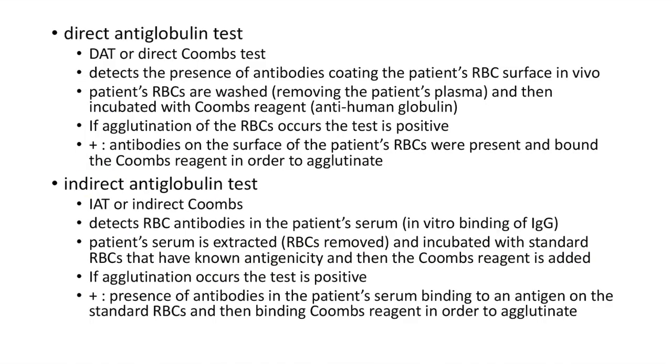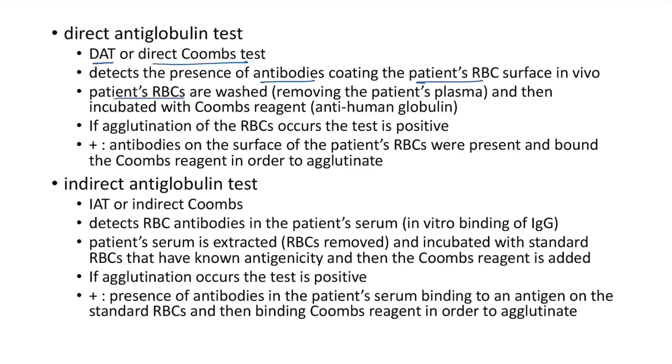Now let us see about direct antiglobulin test and indirect antiglobulin test. The direct antiglobulin test is abbreviated as DAT. It is also known as direct Coombs test. It detects the presence of antibodies coating the patient's RBC surface in vivo.